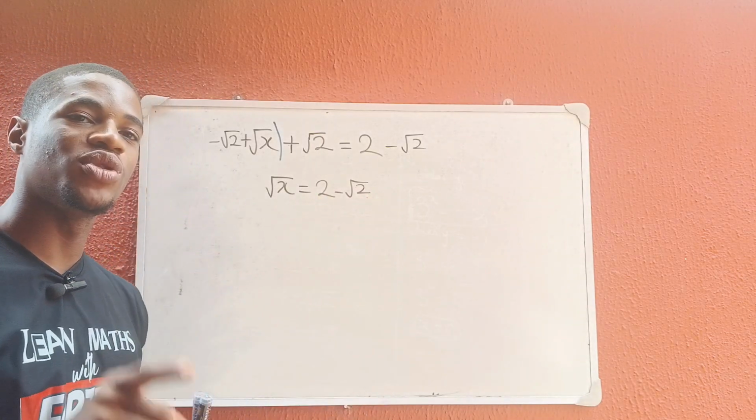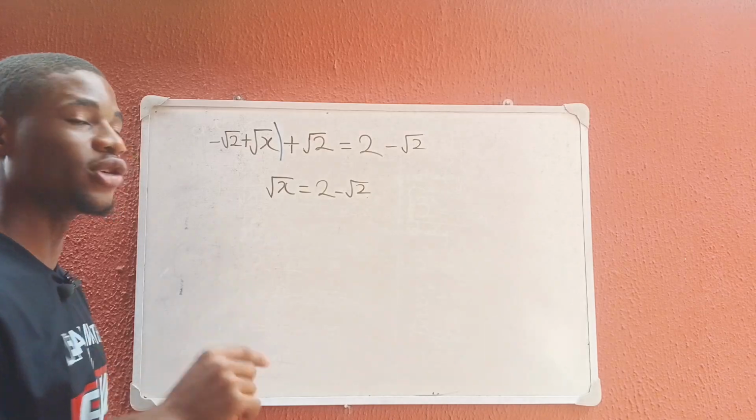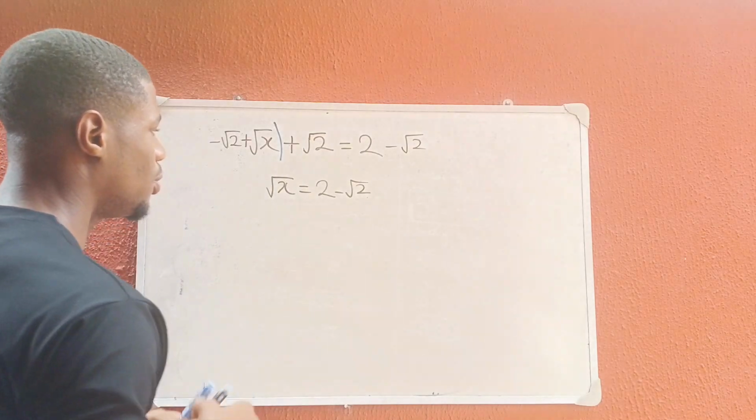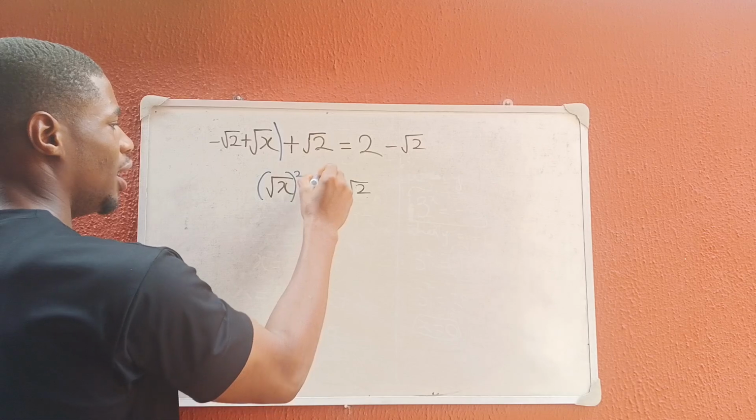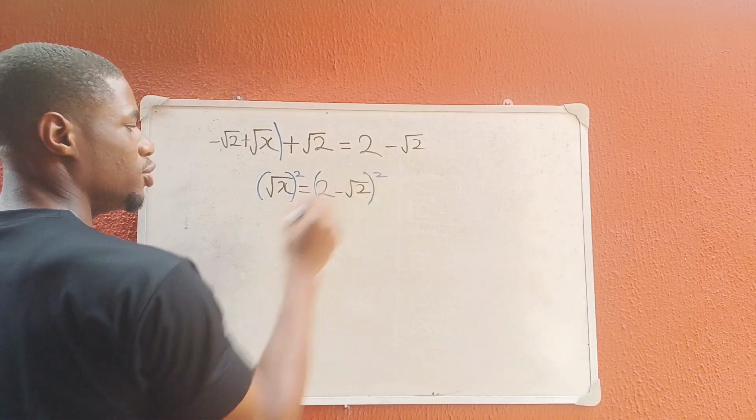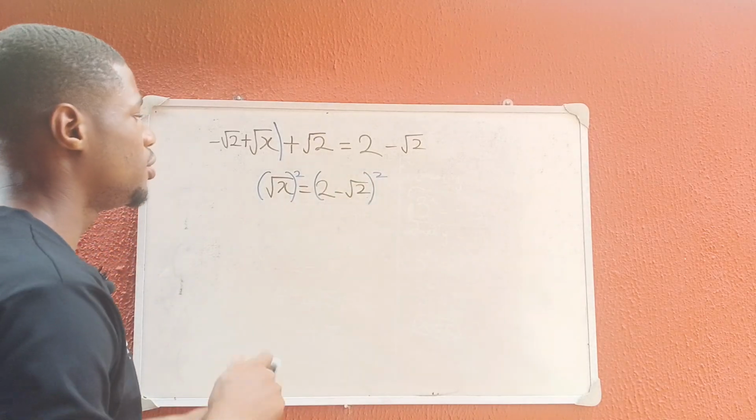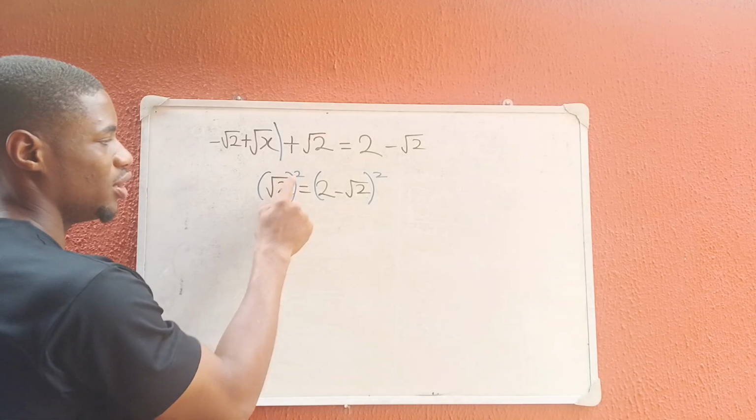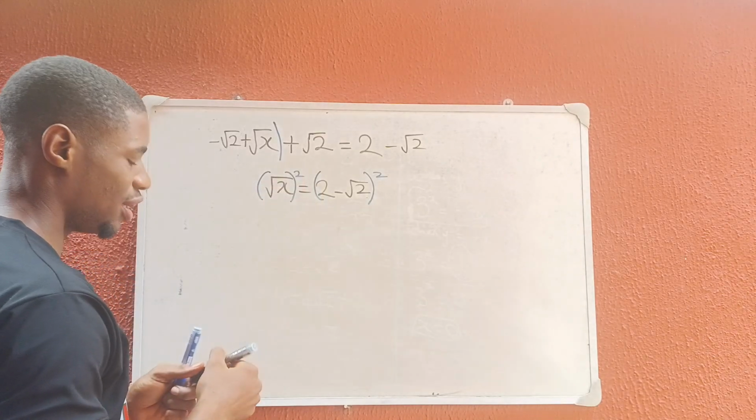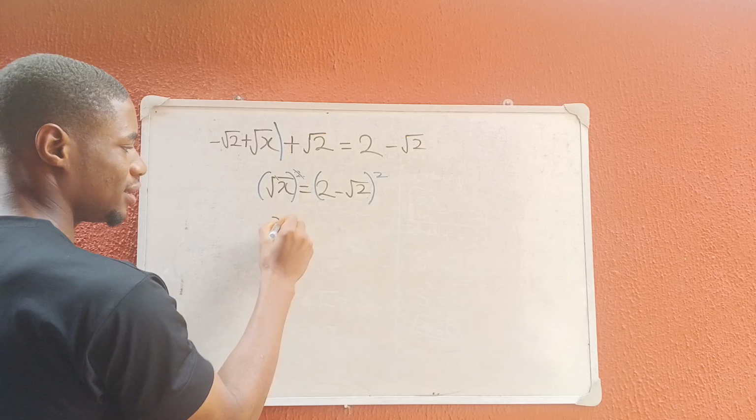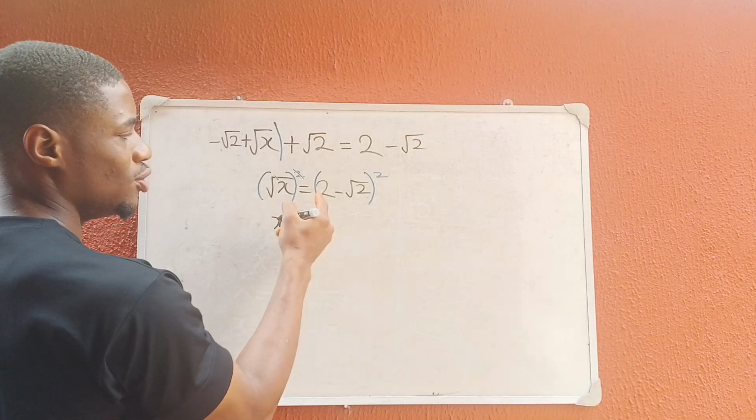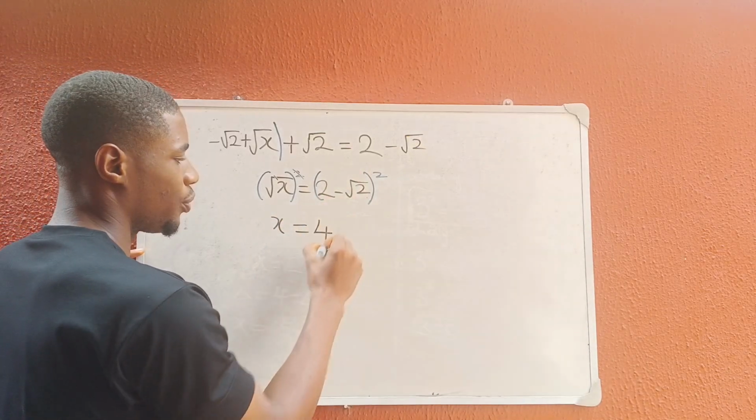But then the question says we should find x and not square root of x. So what we simply do is to raise this side to the power of 2 and raise this side to the power of 2. Okay, so that we have a square root and a square sign, so the two of them will strike each other out. So we have this taking this. Now we are left with x to be equal to 2 squared, which is 4.